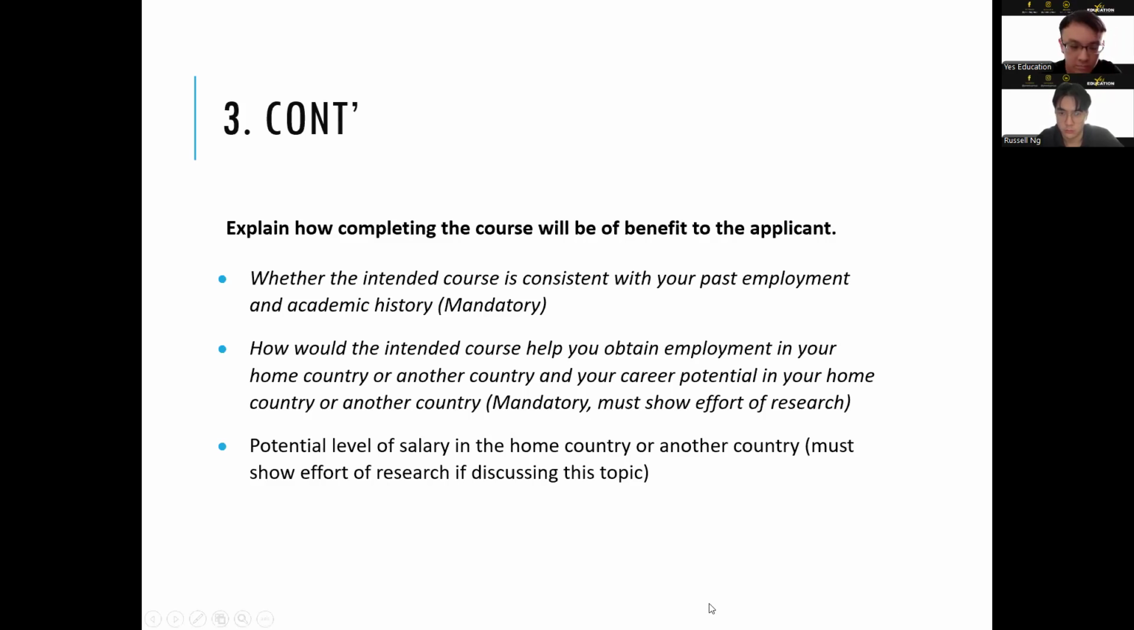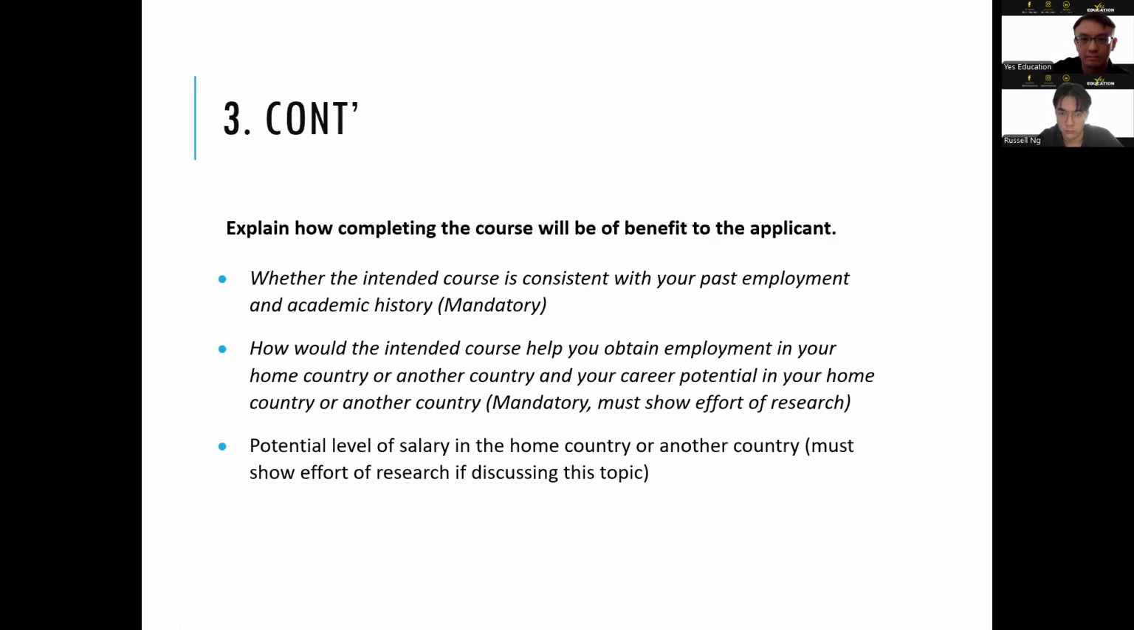And then you need to talk about how the intended course will help you obtain employment in your home country or another country, and your career potential in your home country or another country. So basically, you need to tell the visa officer that after the graduation, you will be able to find a good job. It's not just a job, it's a good job in your home country or any other country other than Australia.